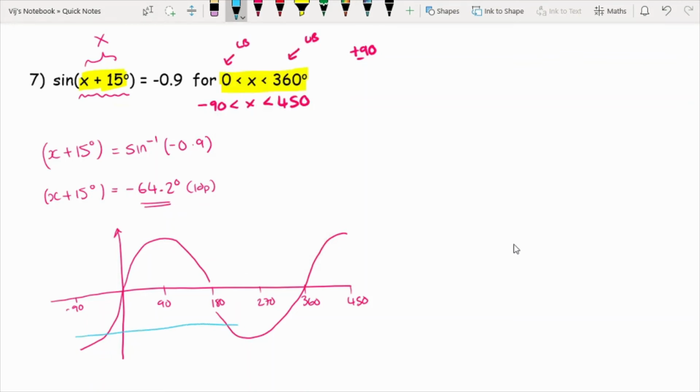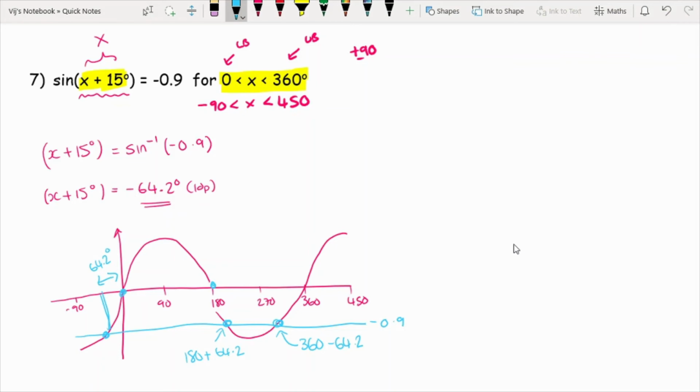So if I draw a line here where it's minus 0.9, as you can see within the range that I want, I've got 3 intersection points. So this is the value that's given to me from my calculator, so it's telling me that this distance here is 64.2. So to work out the second set of angles, this again is from where it's 0. To work out this angle here, it's going to be 180 plus 64.2. And to work out this angle here, it's going to be 360 minus 64.2.